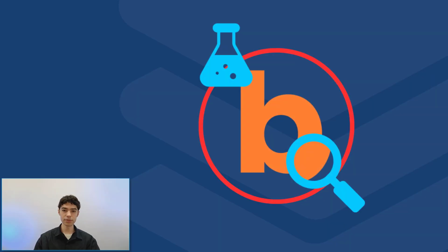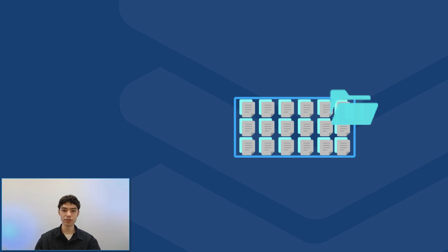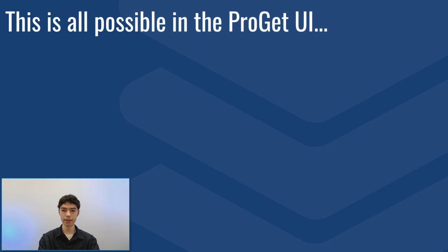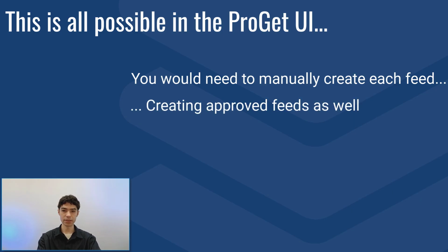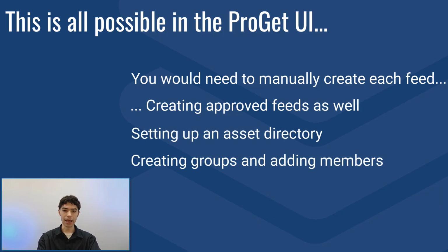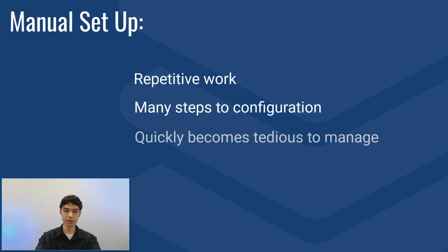Bibble Labs is already using and managing ProGet. They just need to set up and configure feeds and an asset directory for this particular team. And while this is all possible in the ProGet UI, you'd be repeating that whole process for every feed type and then turning around and doing it all again for your approved feeds, right? Setting up an asset directory, building out the file structure, creating groups, and adding potentially hundreds of developers to them. It's going to be a lot of repetitive manual work, step after step of setup, configuration, repetition. It's all going to add up quickly and then becomes tedious to manage.